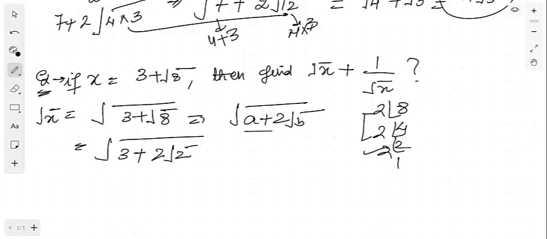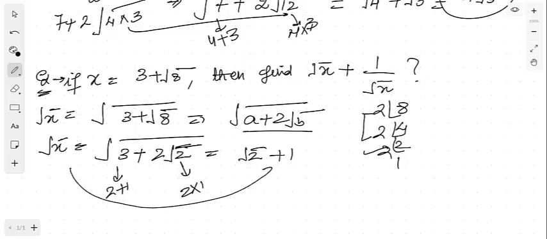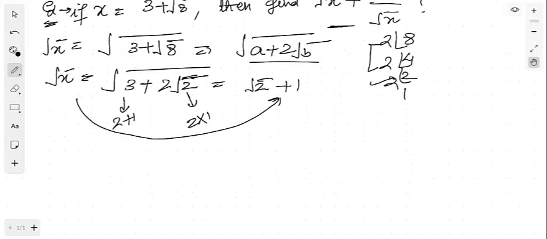Now it is in the form of a plus 2 root b only, and we need to choose two numbers which when multiplied will get 2, which is 2 into 1, and when added will give 3. So the answer will be root 2 plus 1. This is the value of root x. Okay, now we have converted root x into a simple value. Now it is easy for us to find the value of root x plus 1 by root x.